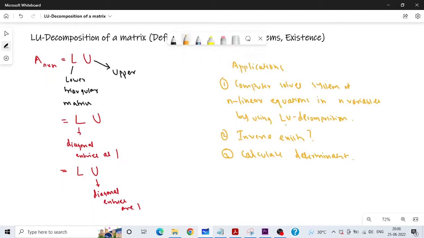Some applications of LU decomposition are: first, computers use LU decomposition to find a solution of n linear equations in n variables. Second, you can answer whether the inverse of a matrix exists or not by looking at the LU decomposition. Third, you can quickly calculate the determinant with the help of LU decomposition.